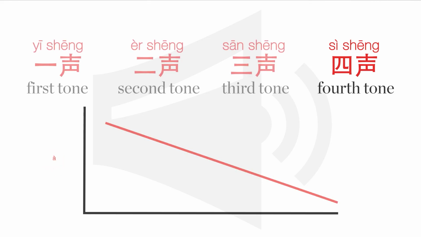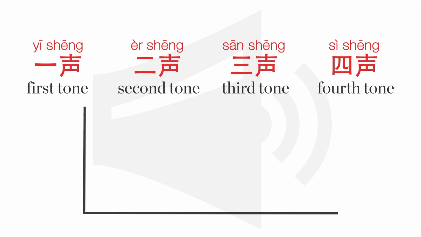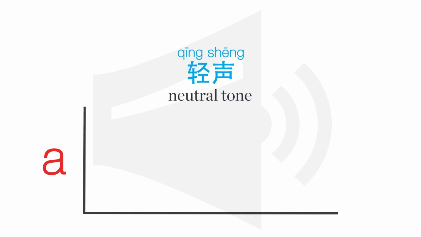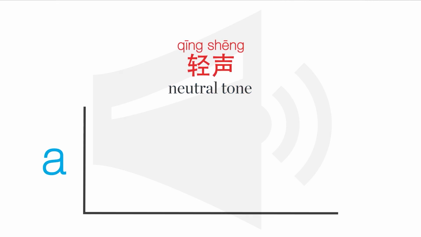In addition to the above 4 tones, there's a special tone called neutral tone, 轻声. It doesn't come with any marks on top. To make the neutral tone, try to say it as in the first tone, except that you say it in a more light and short way.